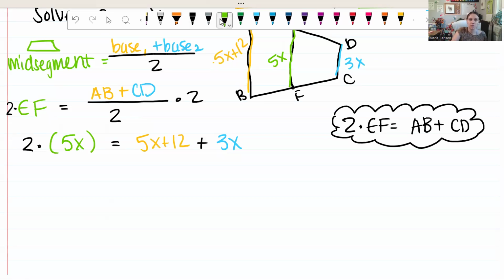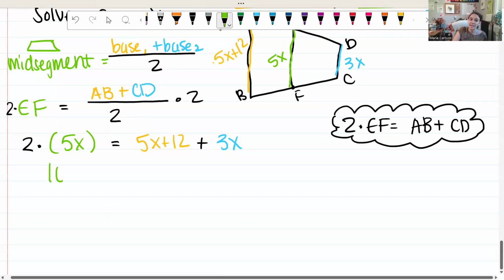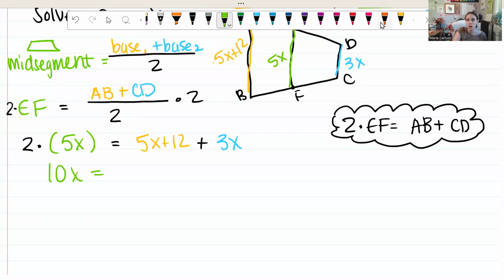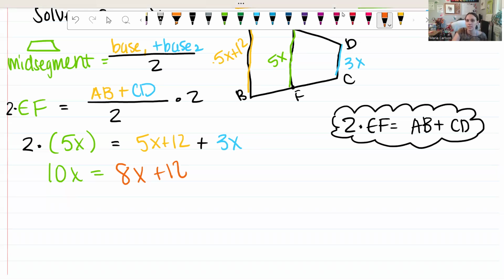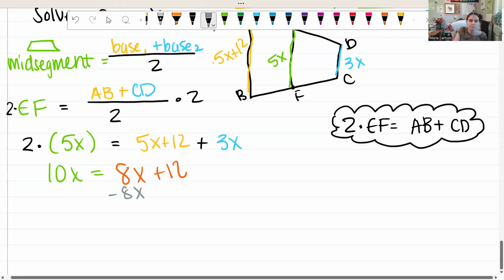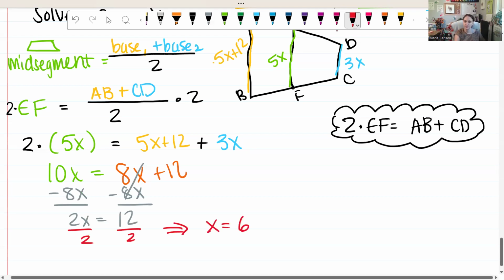And now I can simply solve. So 2 times 5x is 10x, and that will be equal to, over here on the right side, 5x and 3x combines to give us 8x plus 12. And then I can solve for x further. I would need to subtract 8x from both sides. So I get 2x is equal to 12. And then I can simply divide both sides by 2 to get that x is 6.